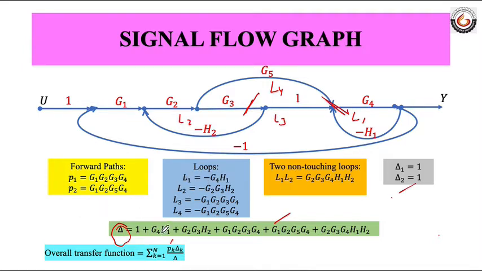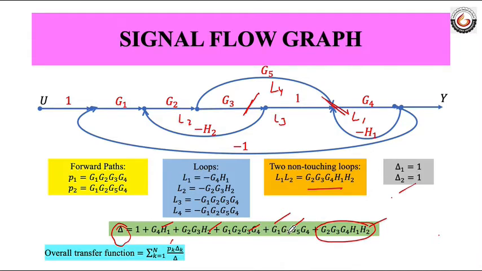So my individual loops are g4 h1, minus minus will become plus h2 g2 g3, h2 g1 g2 g3 g4, g1 g2 g5 g4. Okay, so these are my individual loops. Then plus sign the product of non-touching loops. So we have only one set of non-touching loops, so I will just add it here. So this is the delta.